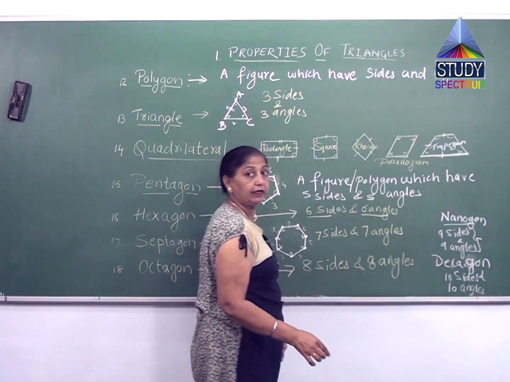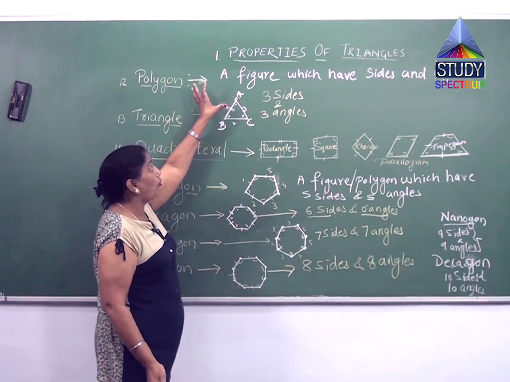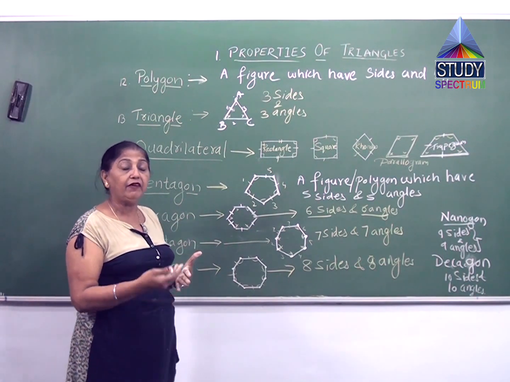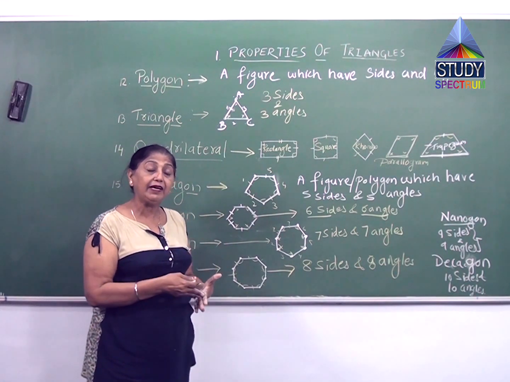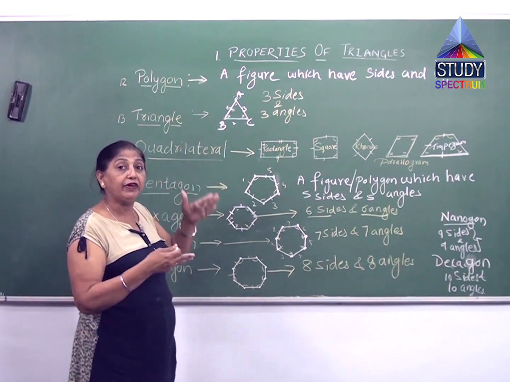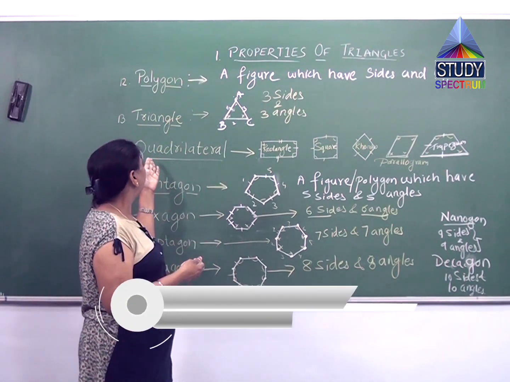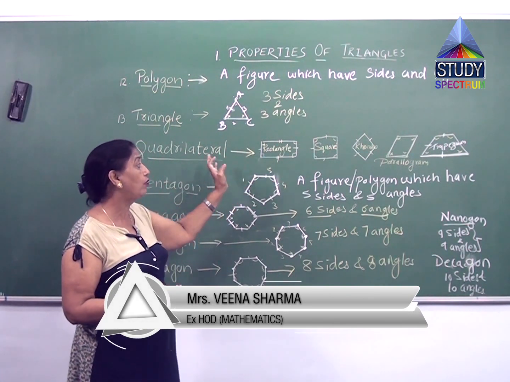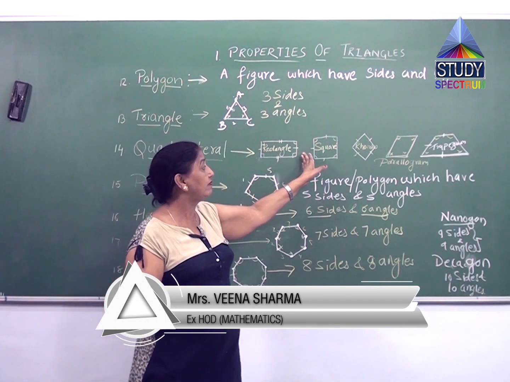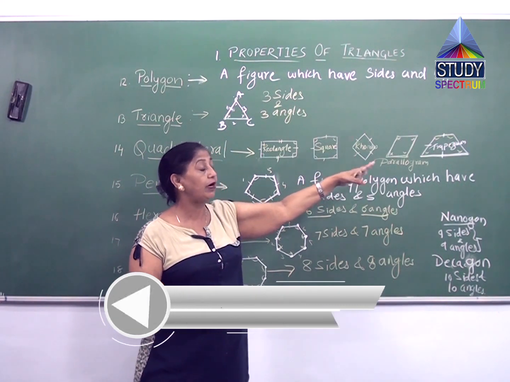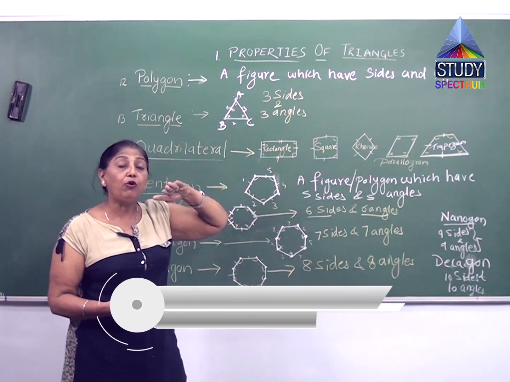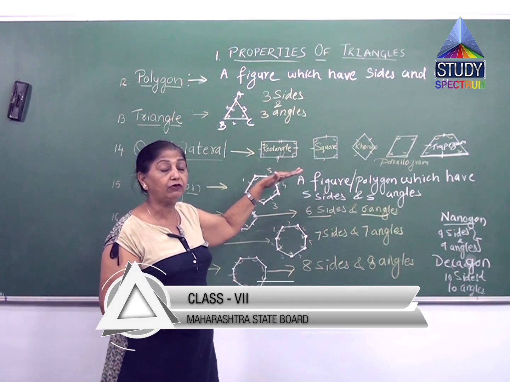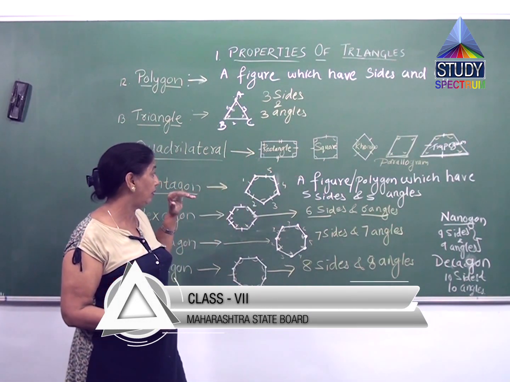Right? Now, so what is a polygon? A polygon is a figure which has sides and angles. The figure which has 3 sides and 3 angles is known as a triangle. Figures which have 4 sides and 4 angles are known as quadrilaterals. In quadrilateral, we can include rectangle, square, rhombus, parallelogram and trapezium. Why? Because all these figures have 4 sides and 4 angles. So they all are quadrilaterals.